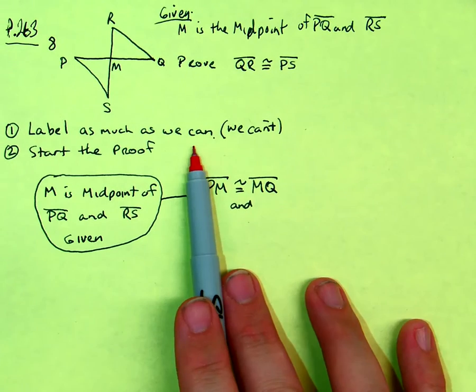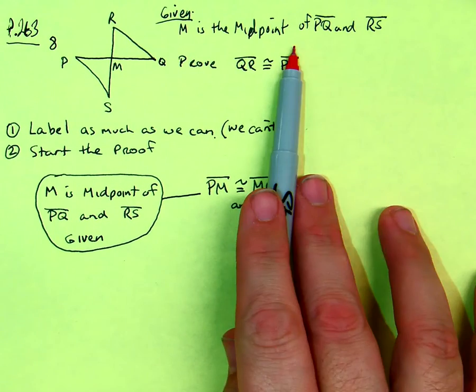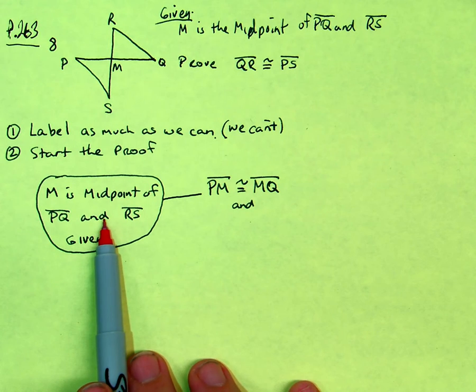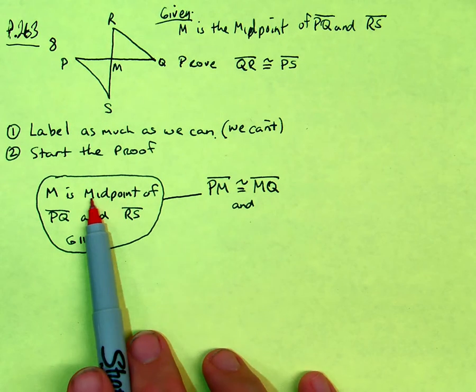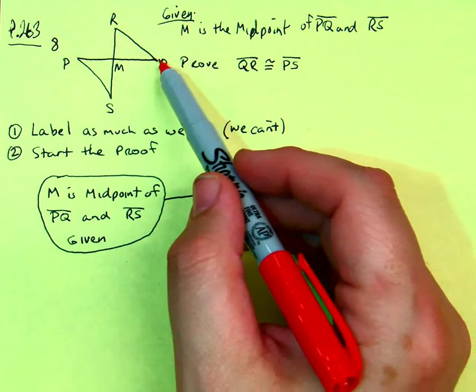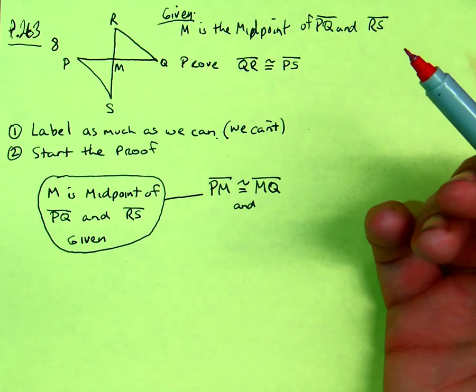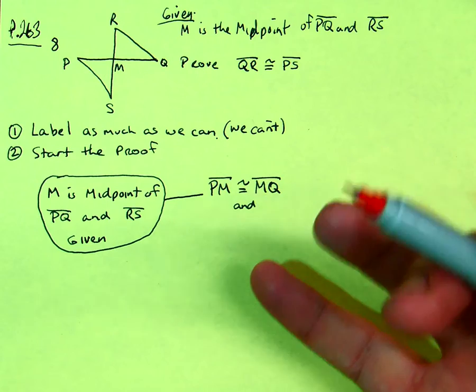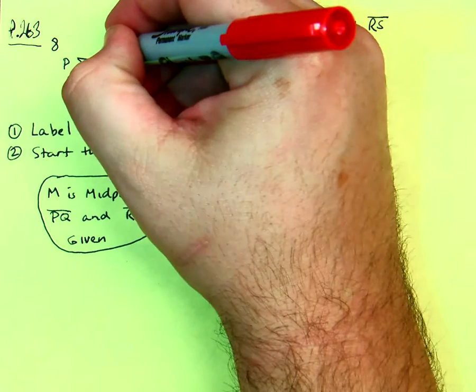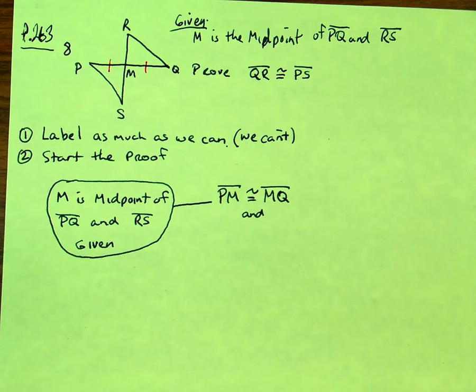First thing you should do is label what you can. If we're given anything that's congruent, there's nothing that's congruent, so you start your proof. And we're going to go by the definition of a midpoint, which means that M is in the middle of the segment and it cuts it in half. Midpoints are always points that are going to cut the segment in half. So we were able to say that these two segments are congruent to each other.